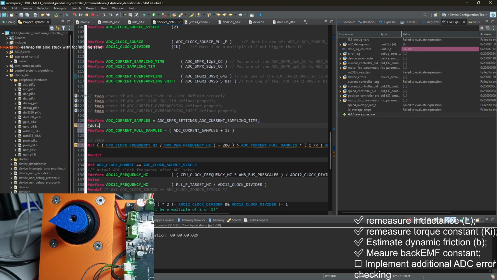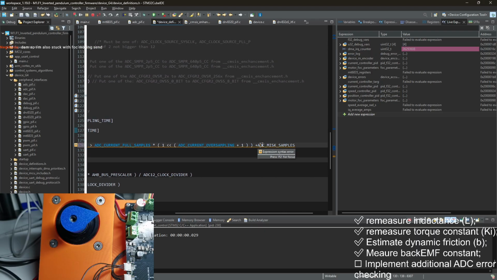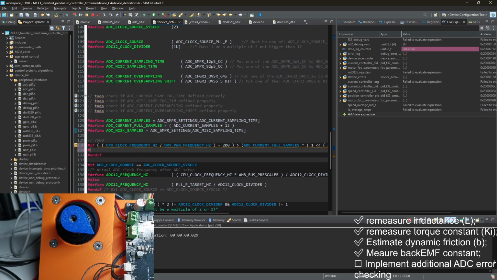Define ADC MISC samples, which is this value from that value, and it should be time for action from this value, and we add it here. Oh, and we put it in the parentheses. And here we set error.